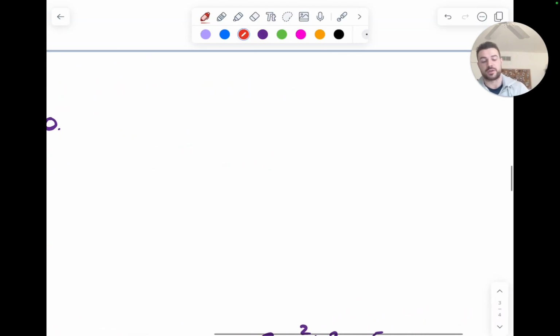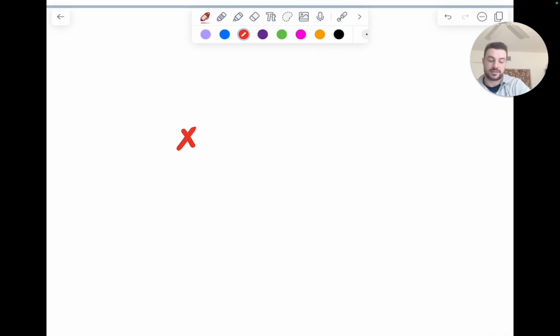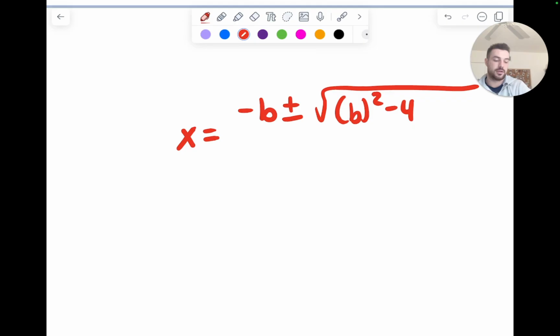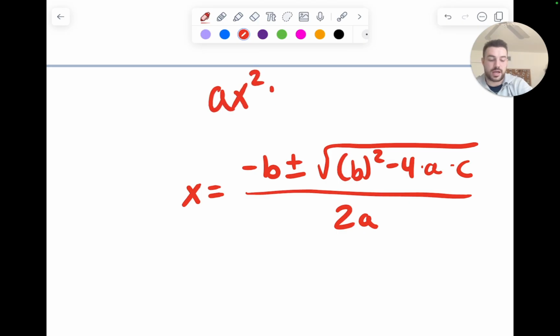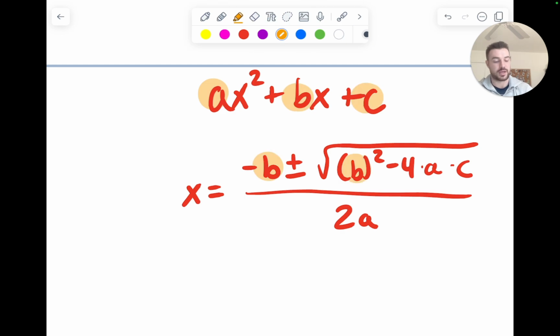So our quadratic formula is going to be x equals the opposite of b plus or minus the square root of b squared minus 4 times a times c, all over 2 times a. And now these letters a, b, and c are coming from our quadratic when we are in standard form. So we are just pulling those coefficients and putting them in the correct place in our formula. And then we are going to simplify to find the x values that are our solutions.